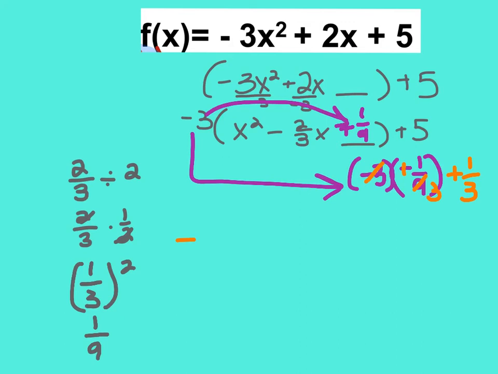So now I've got negative 3x squared minus 2/3 x plus 1/9, and then positive 5 plus a positive 1/3 is plus 5 and 1/3. They may not always be that pretty. You might have to find a least common denominator and add them together.